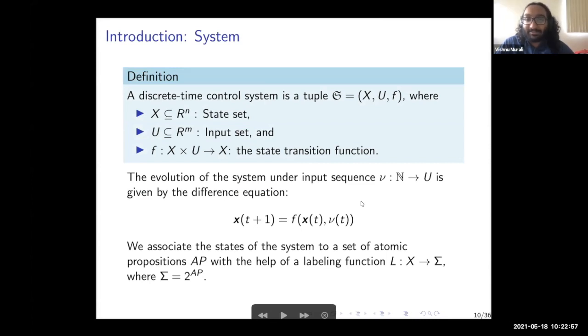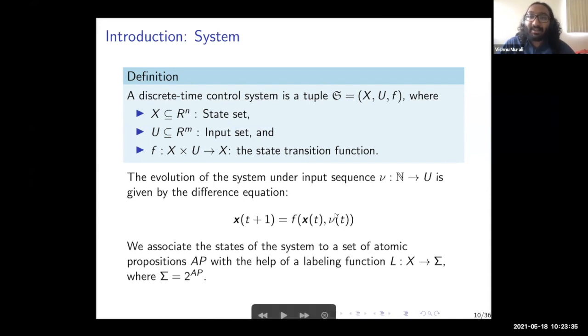We say that a discrete time control system is a tuple of a state set, an input set, and a state transition function. The evolution of the system is given by the following difference equation, which basically states that the state of the system at time t plus 1 is a function of the state at time t and the input supplied to the system at time t. We associate the states of the system to a set of atomic propositions with the help of a labeling function L that maps each state to a set of atomic propositions. For convenience, we make use of sigma to denote the power set of the set of atomic propositions.